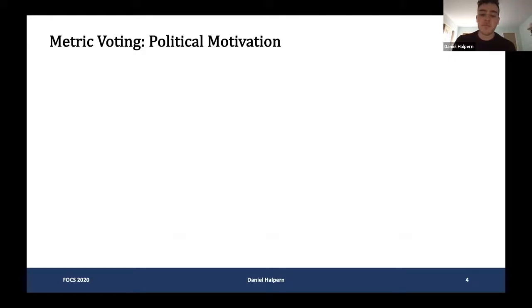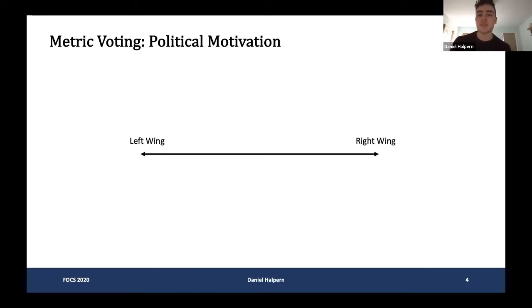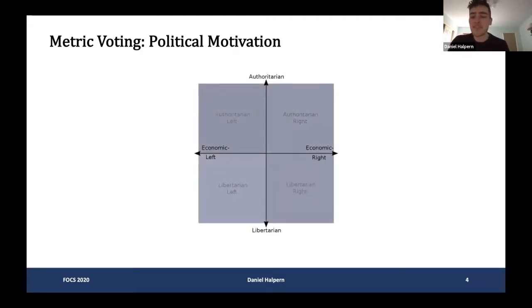I'll give you a little bit of motivation from politics for why it might be reasonable to assume that these voters come from a metric space. I hope it shows how general this model really is. The most basic metric space is just a line. In politics, this is something like the left-wing, right-wing spectrum. It might be reasonable to assume that voters exist somewhere on this line and prefer candidates that are closer to them, at least in ideology. Now you might complain this is a bit too simplistic. If you go online, you can find things sometimes called political compasses. This is a two-dimensional metric space, and the axes represent different paradigms. Again, voters probably exist somewhere in this space and prefer candidates close to them.